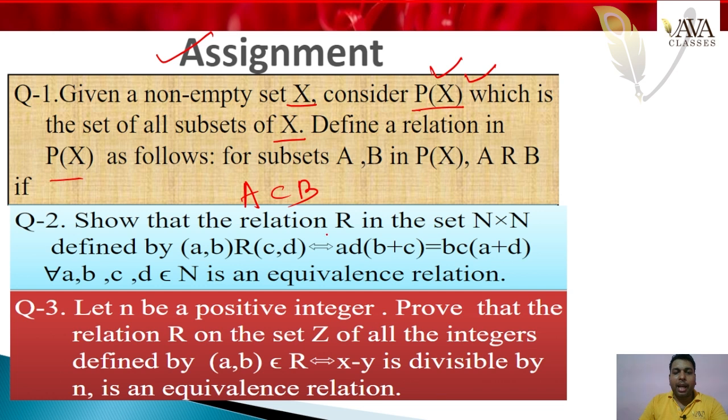Now the relation R in the set N cross N defined by (a, b) related with (c, d) is equivalent to ad(b + c) = bc(a + d), for all a, b, c, d belonging to N, is an equivalence relation. We can also verify that it is an equivalence relation. We have to show that it is an equivalence relation. Okay, so now I'll show question number 2.